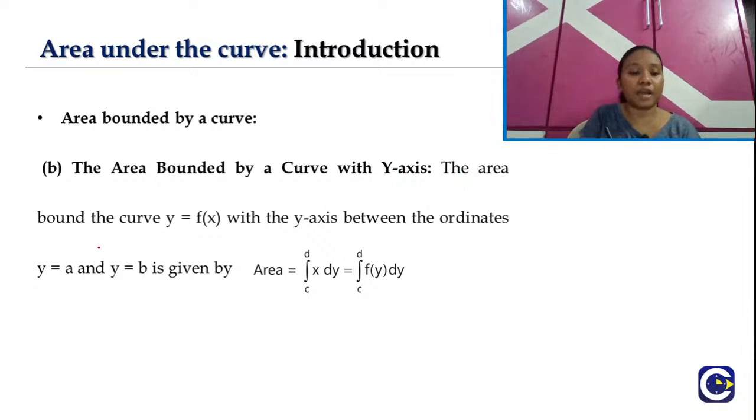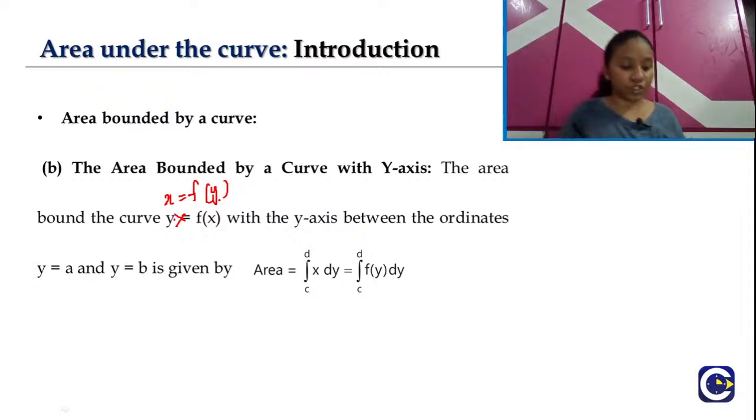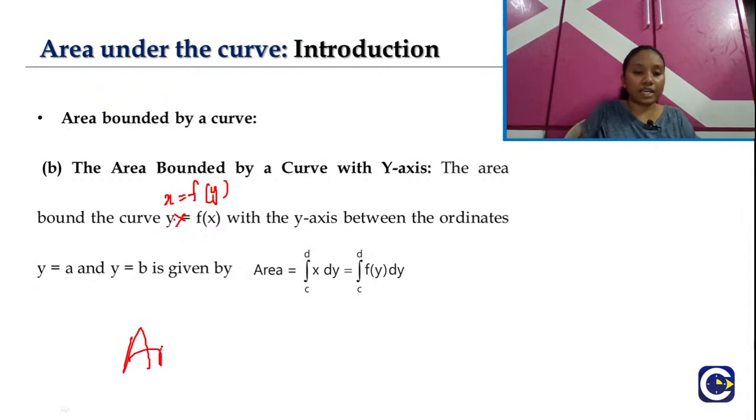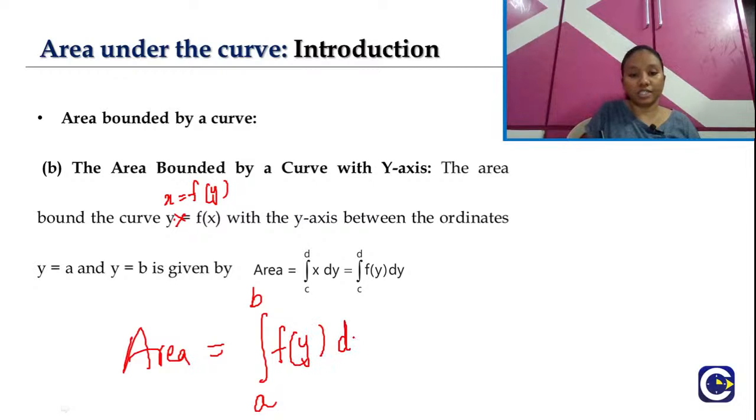Right, so let's observe here. The area bounded by a curve y equal to f of x. Here, instead of y equal to f of x, we can take x equal to f of y, with the y-axis between the ordinates y equal to a and y equal to b. So that is given by our area here. When it is with respect to the y-axis, our limits should be the y coordinates. So here the y coordinates are given to be a to b, and the function which we are integrating should also be in terms of variable y, which means f of y dy.